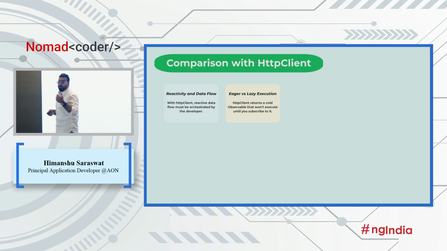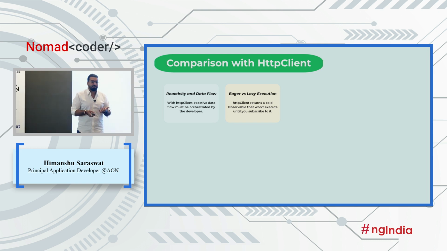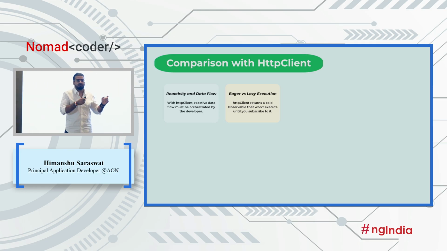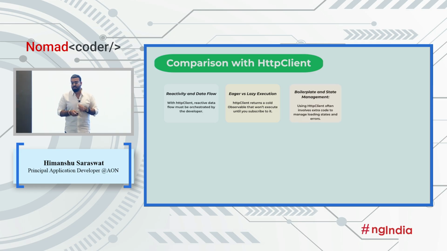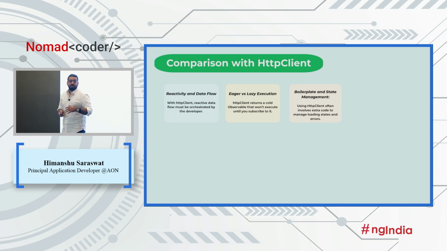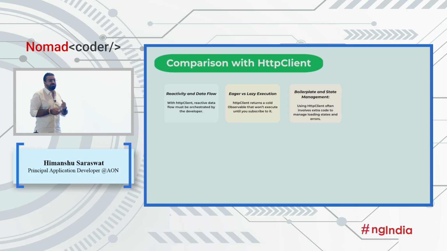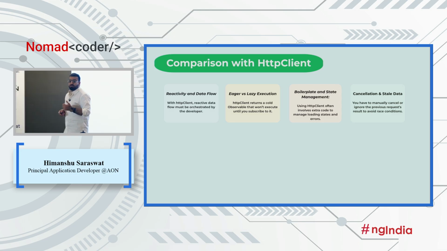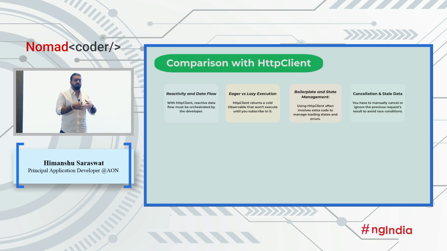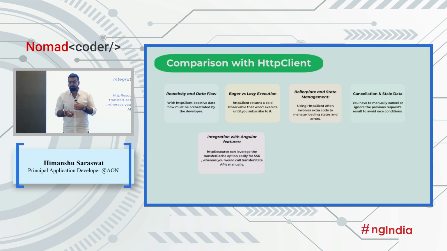But in case of HTTP resource, you can have an eager loading behavior, and you can still control it with the close snippet that I showed you. Boilerplate and state management: you need not create different signals for loading state, to control the error state, or to have different headers. All of that is inbuilt into the HTTP resource API. Cancellation and stale data: our search box example, right? So the switch map strategy pattern is already built into the HTTP resource API. You need not write a switch map operator just to cancel the stale request.